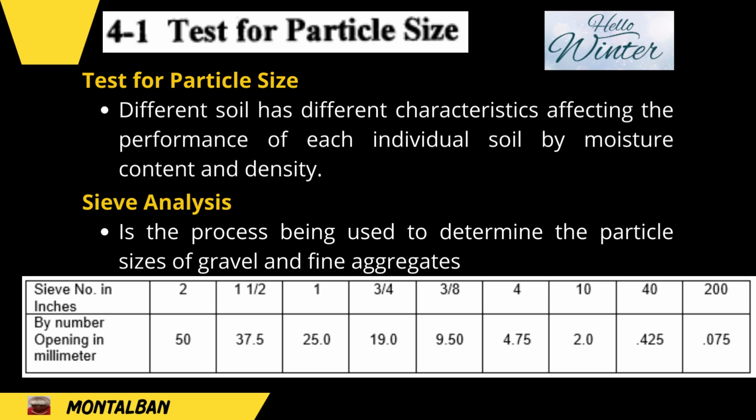Sieve analysis is the process being used to determine the particle sizes of gravel and fine aggregates. A sample of material is thoroughly dried and shaken through a series of sieves ranging from coarse to fine. The amount on each sieve is weighed and recorded. The AASHTO standard sieve sizes for soil aggregates are presented as follows.